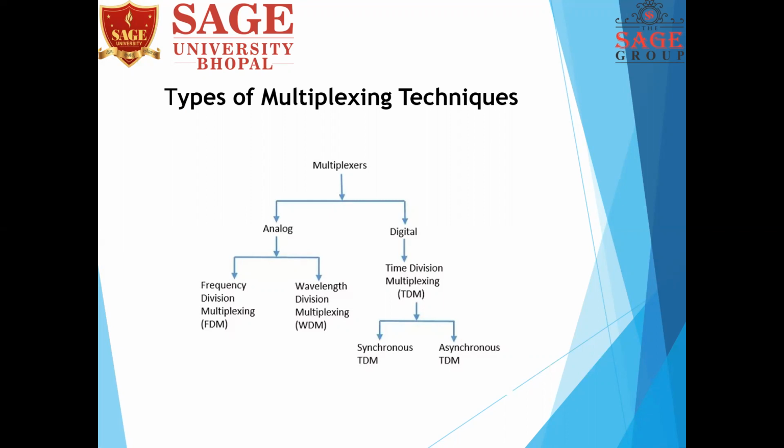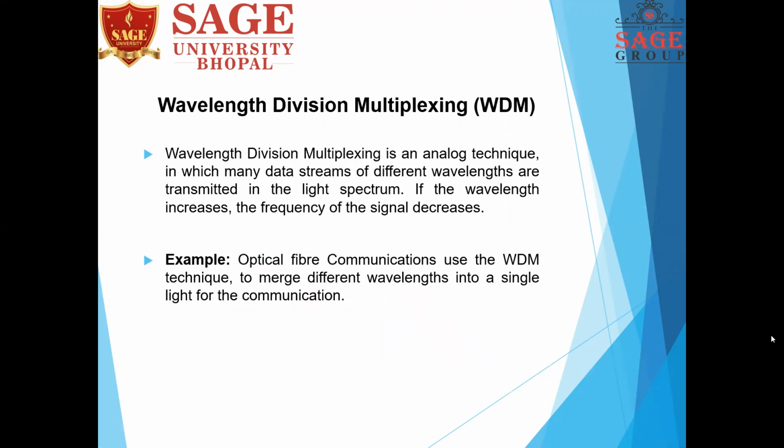Wavelength division multiplexing basically works on light. We can say wavelength division multiplexing is an analog technique in which many data streams of different wavelengths are transmitted in the light spectrum. If the wavelength increases, the frequency of the signal decreases. An example of WDM is optical fiber communication, which uses WDM techniques to merge different wavelengths into a single light signal for communication.